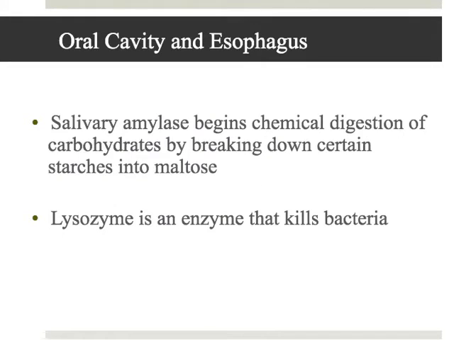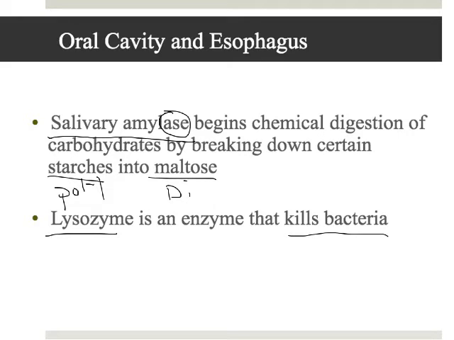Okay, so first, salivary amylase is an enzyme. We know it's an enzyme because most enzymes end in ASE. This is an enzyme that's going to break down starches, which are a polysaccharide, into maltose, which remember is a disaccharide. So it's going to start the chemical digestion of starches. And then lysozyme is an enzyme that kills any bacteria that came in your mouth with the food.